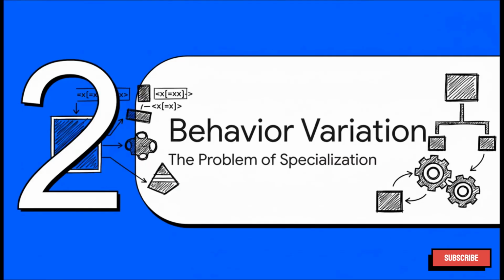All right, so that's input variation sorted. But what about a different kind of problem? What happens when it's not the inputs that are different, but the actual behavior of the method needs to change? This is where we shift gears from simple convenience to something much more powerful: specialization.